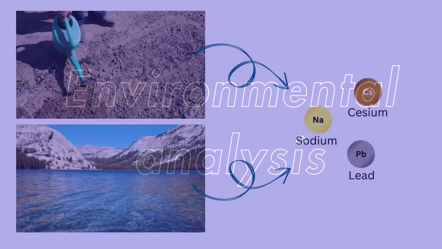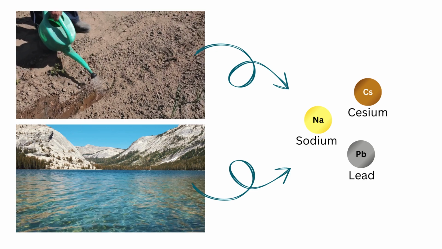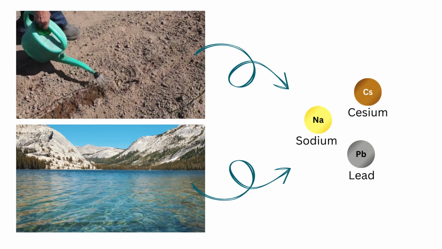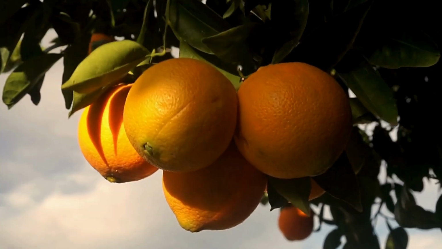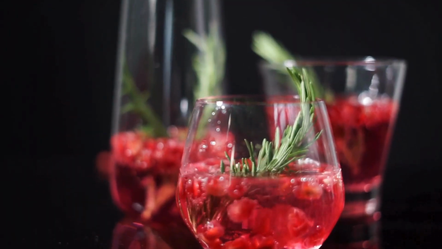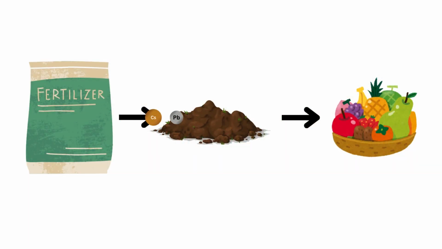Let's understand what AAS is used for. It is highly useful in environmental analysis, where it helps detect the amount of heavy metals and trace elements in water and soil. It is used in the food industry for quality control and to make sure that no heavy metals are present in the food or beverages. These metals may seep into food through fertilizers or other food additives.